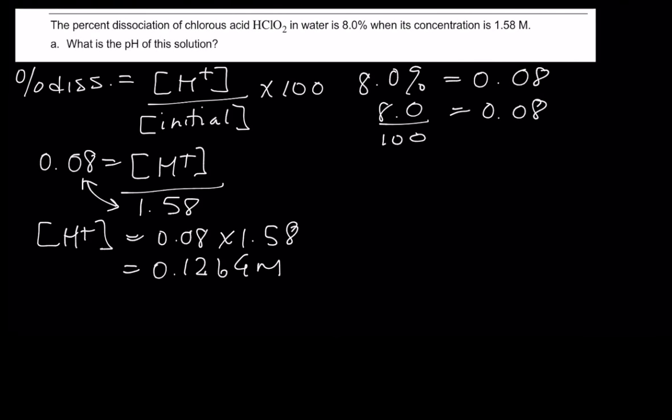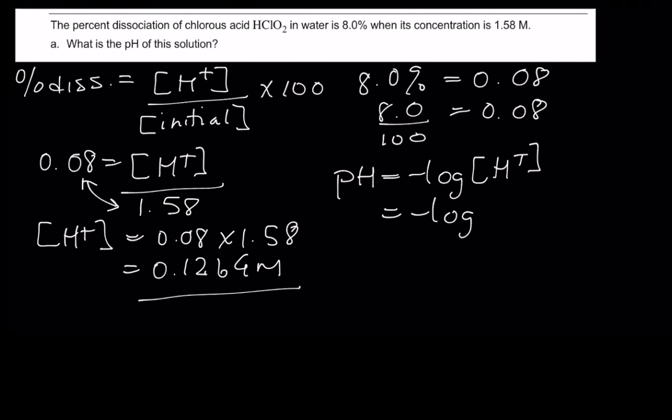So in order to find the pH, which we know is equal to the negative log of H plus, we'll just input the value that we calculated earlier, which is here. So it'll be equal to negative log of 0.1264, which will be equal to 0.89.